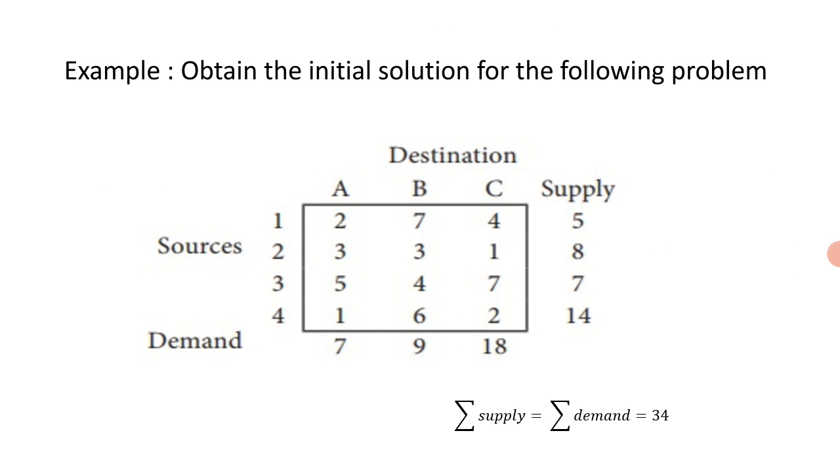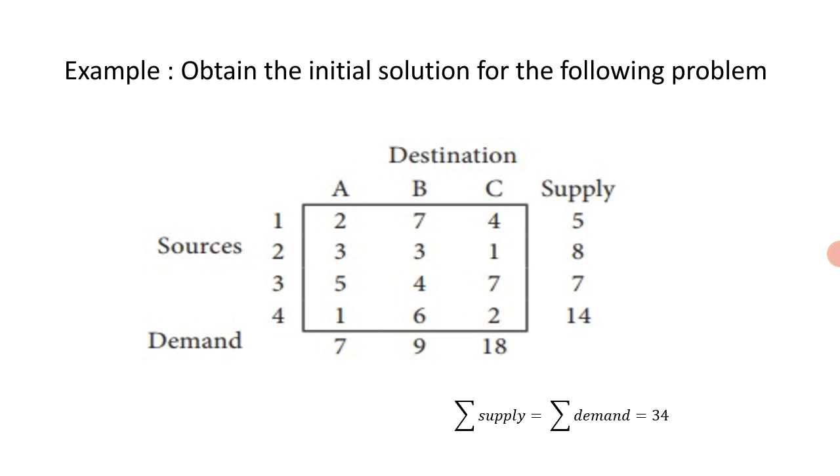Example: obtain the initial solution for the following problem. The problem is given here. Here, total supply is equal to total demand is equal to 34. That is, the given problem is a balanced transportation problem. Therefore, we can find an initial basic feasible solution to the given problem.